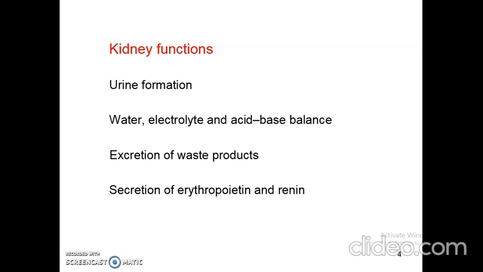One is secretion of erythropoietin and the other is secretion of renin. See, the function of erythropoietin is that it maintains RBC level in the blood. When there is a decrease in RBC count, erythropoietin is released by the kidney cells, and this stimulates the red bone marrow for the synthesis and release of red blood cells into the blood. Once the RBC count becomes normal, there is no further secretion of erythropoietin.